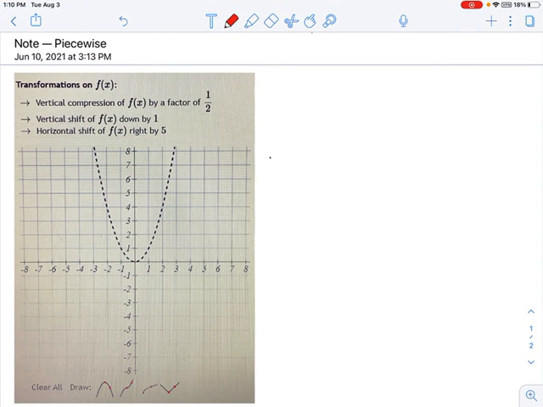Okay, so we're given a set of 3 transformations here, and told to perform them on the parent function, the dotted black line. So I'm going to go through that. We're going to build an equation and find the domain and range.